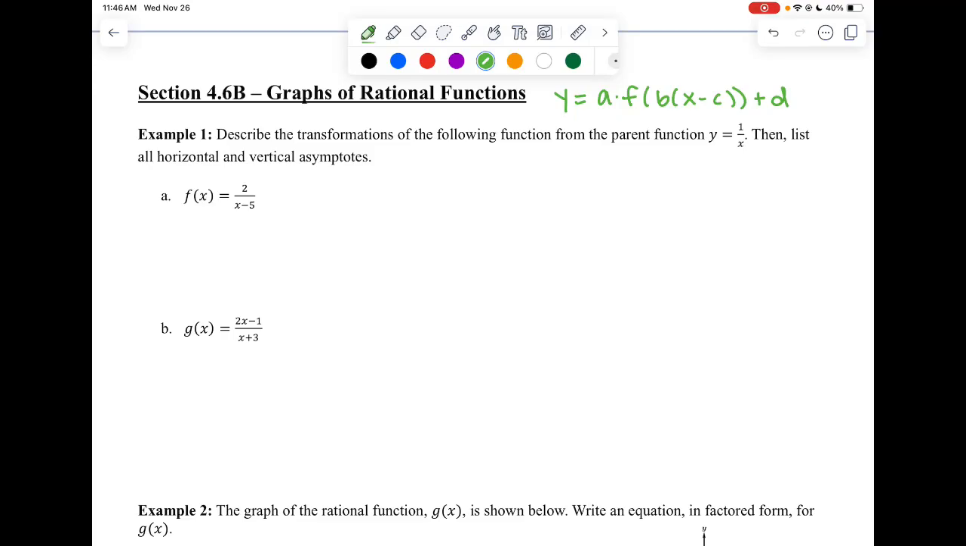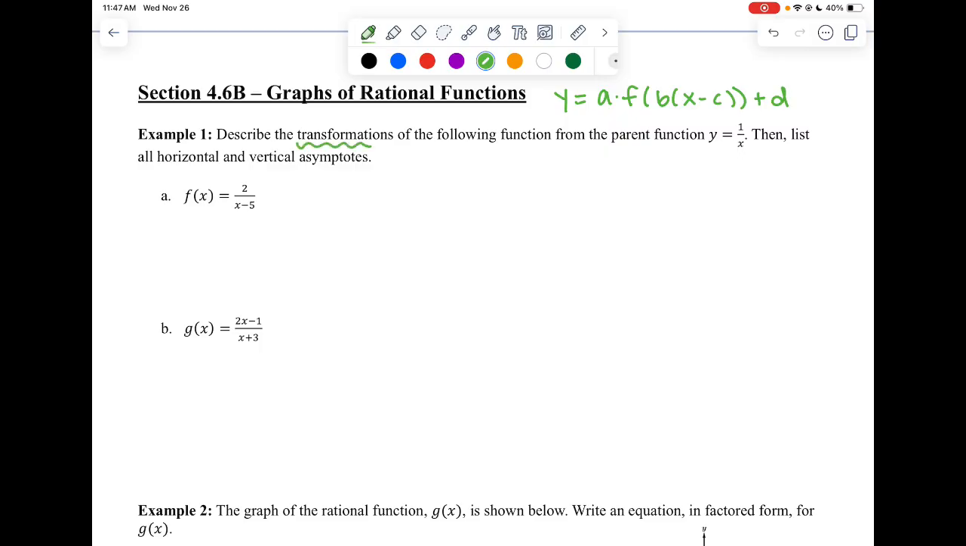Hey everyone, in this video we're going to talk about section 4.6b, which is about graphs of rational functions. Our last section should have been mostly review from Honors Algebra 2, and within this section we are going to add on a couple of new concepts. In example 1, we are going to describe the transformations of the following functions from the parent function y equals 1 over x, and then we're going to list all horizontal and vertical asymptotes.